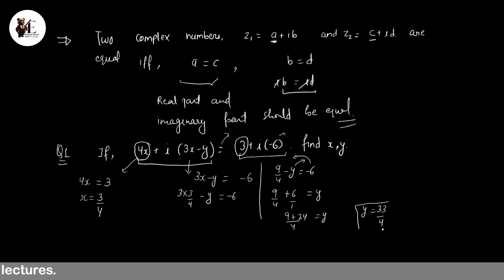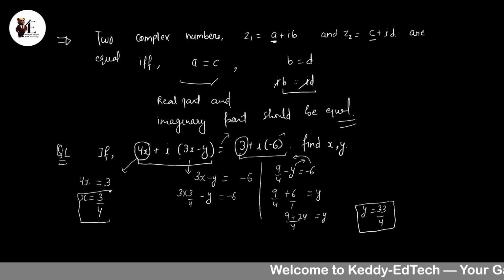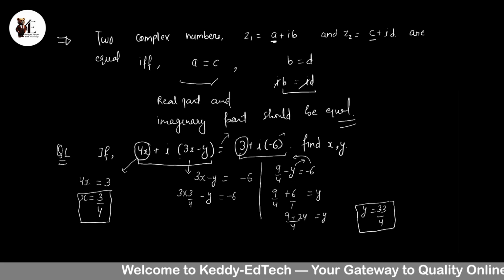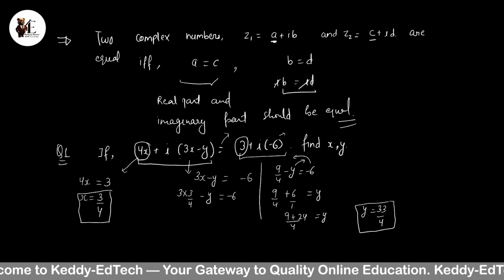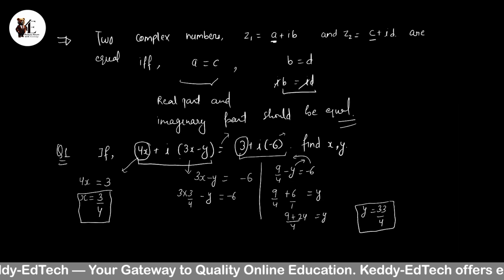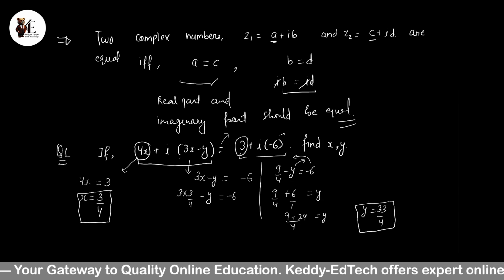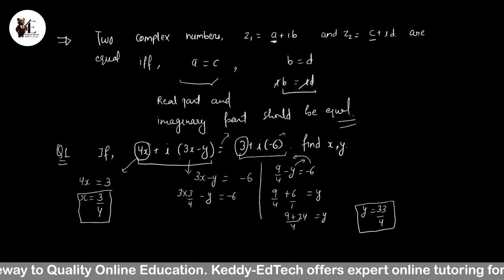So whenever there is an equality sign between two complex numbers, it means those complex numbers are equal. And what we have to do is equate both real parts and imaginary parts separately. So by equating the real parts, I got the value of x, that is 3 over 4. And by equating the imaginary parts, I got the value of y, that is 33 over 4.